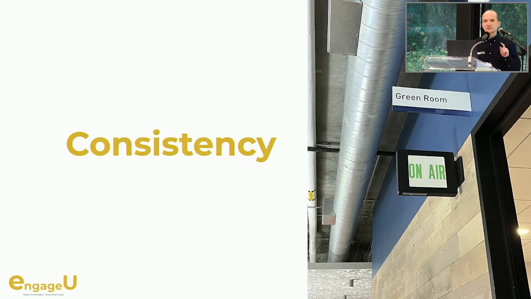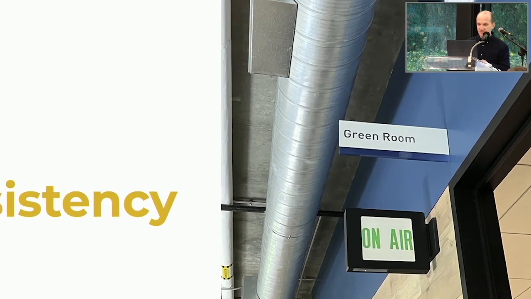Consistency, this is the opposite. Hey man, how do you make a blue color for a room that is called the green room? This is really, really confusing. And what's more, the on-air sign is green. It used to be red.